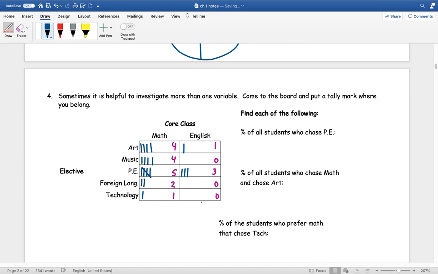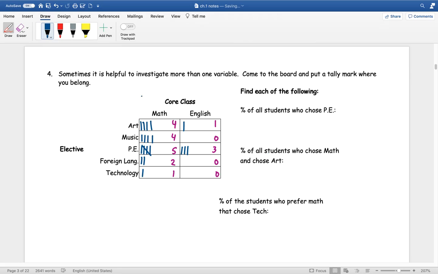Okay, so sometimes it is helpful to investigate more than one variable. Usually I'd have you come to the board and mark where you belong, whether you like math or English better based off of your elective, but we can't do that right now. So I already have the data in here from AP Statistics from last year.